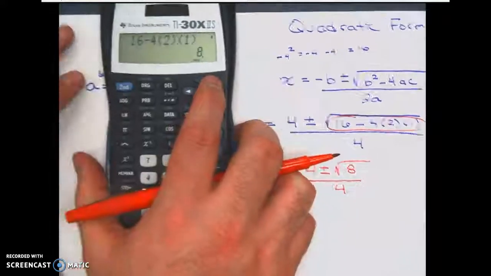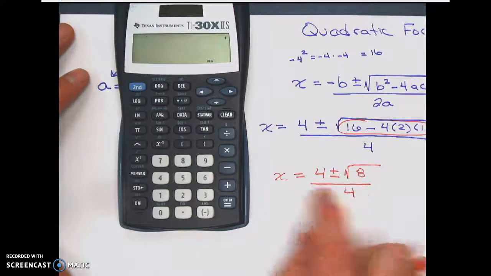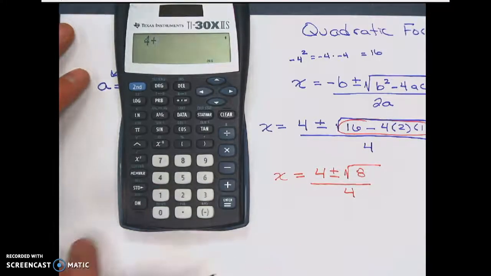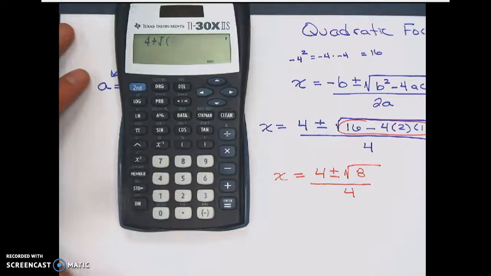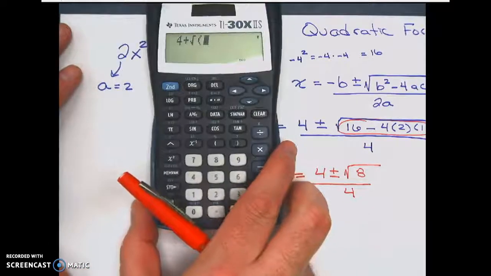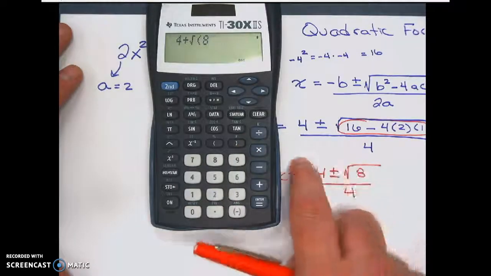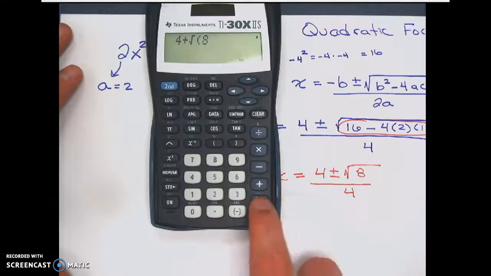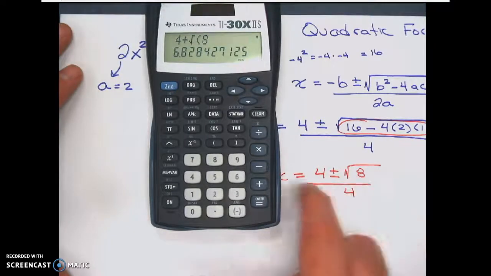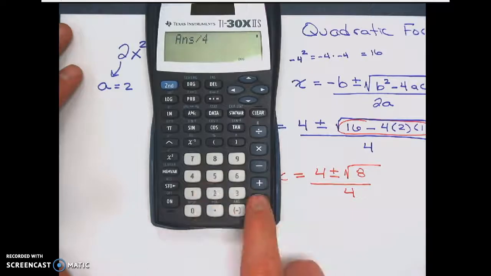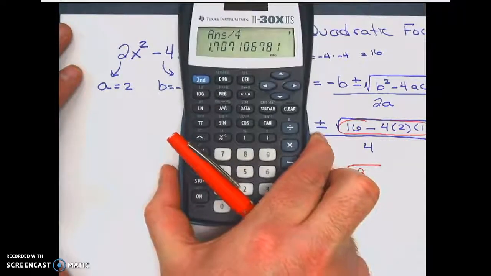So on the calculator, I'll just show it so you have an example of it. I would type in 4 plus the square root of 8. To get the square root sign, it's the second and then the x squared button. So 4 plus square root 8. And then you have to hit enter because you have to say you're done with the top. So you hit enter. You get a number, but I still have to divide that by 4. The easiest way to do it is just hit divide by 4. And that's your answer, 1.707.